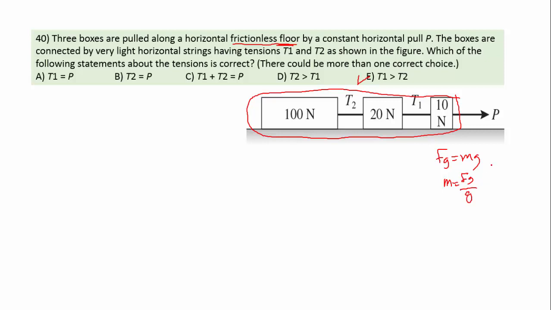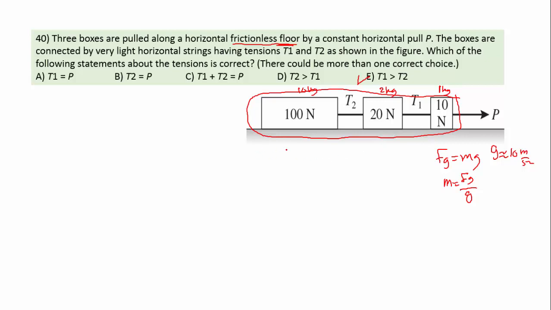which means m is the weight, the force due to gravity, divided by g. If we take g to be 10 meters per second squared, just for simplicity here, the mass of the 10 Newton will be 10 Newton divided by 10, which will be 1 kilogram. The second object will be 2 kilogram, and the third object will be 10 kilogram.